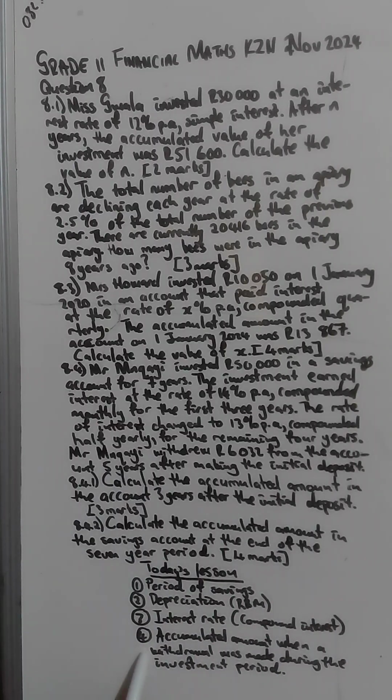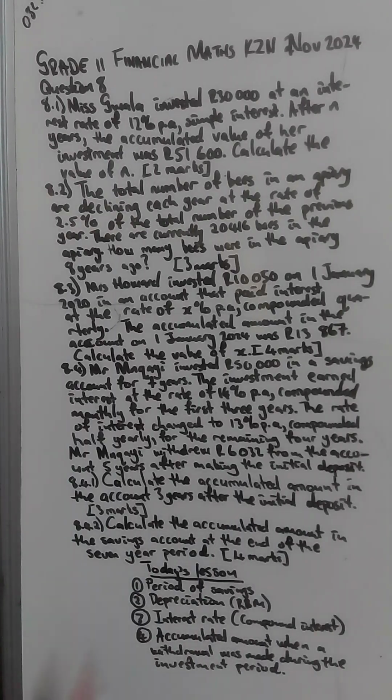And this particular question, I will show you 2 different methods to use, and that way you can have options in an examination, from the 2 options, right? So let's get started. Now, on question 8.1, it read as follows. Ms. Kwala invested 30,000 rands at an interest rate of 12% per annum, simple interest. After N years, the accumulated value of her investment was 51,600. Calculate the value of N.